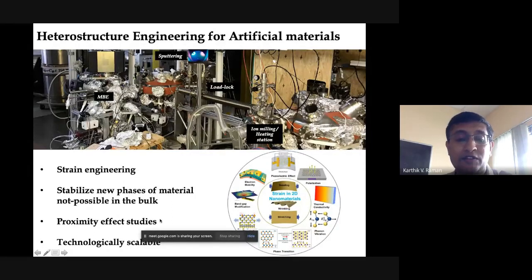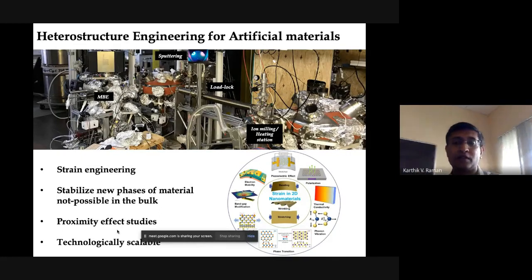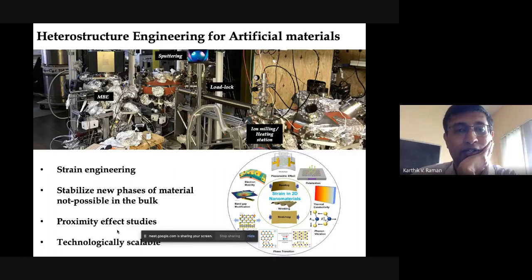And when you talk about heterostructures, we look at proximity effect studies in terms of what happens when you bring in two dissimilar materials with different interesting properties. One could be purely driven by an electronic response, one could be purely driven by a magnetic response. And if you bring them together, what really happens at the interface? So these are the concepts that we look at. And it is interesting because once we demonstrate certain physics, it's always technologically scalable to the next level.